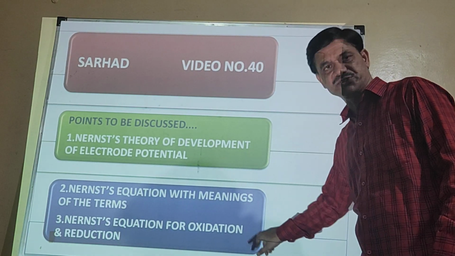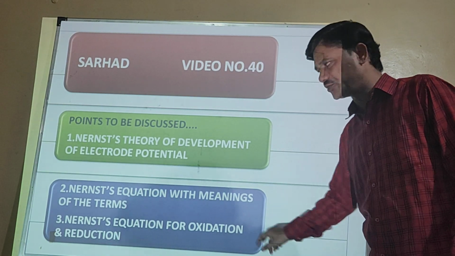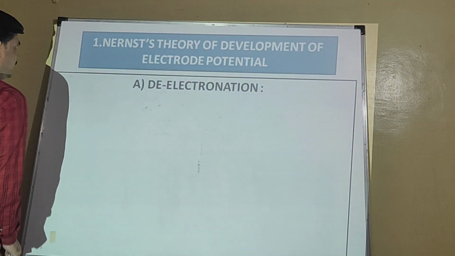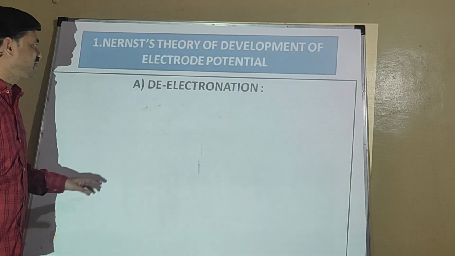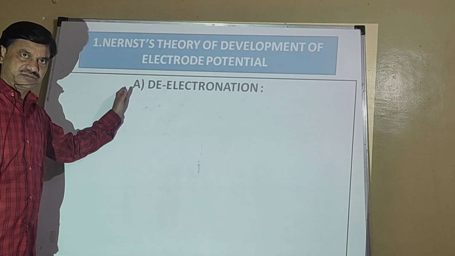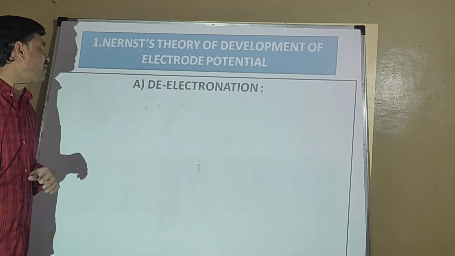What is first one? Oxidation. And what is another one? Reduction. So let us start with first part. So this is a question for board exam and tabular form. From this theory discussion we are going to use in MCQ part.